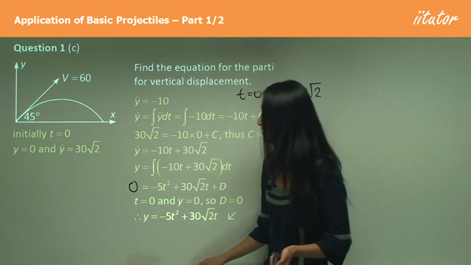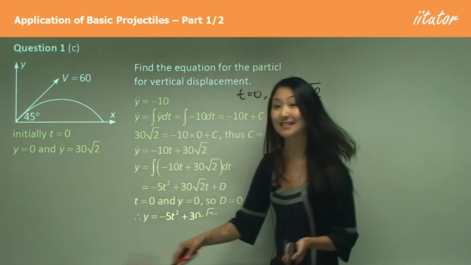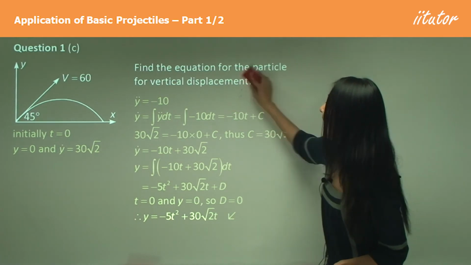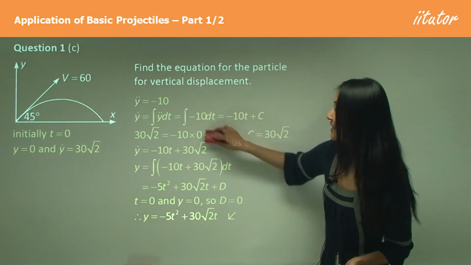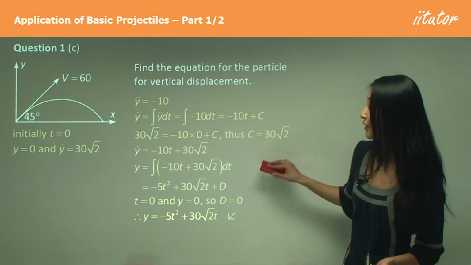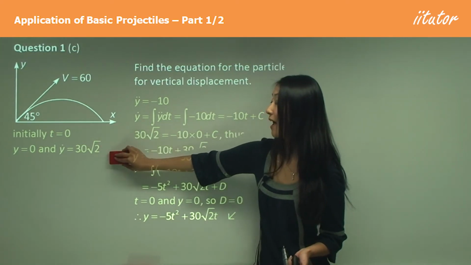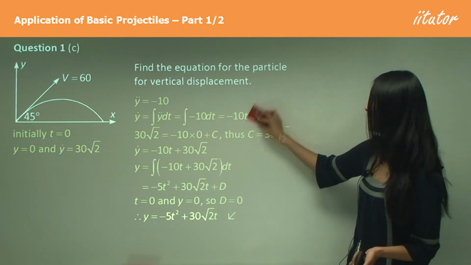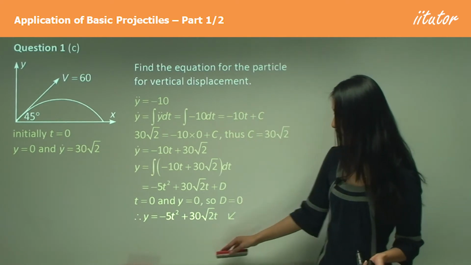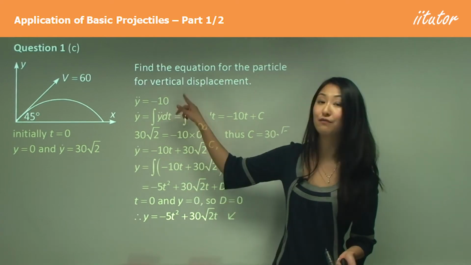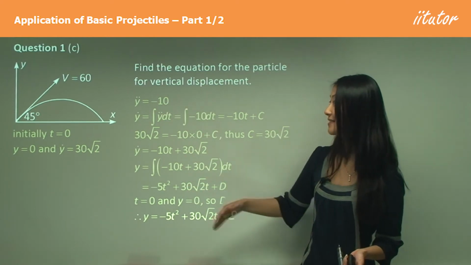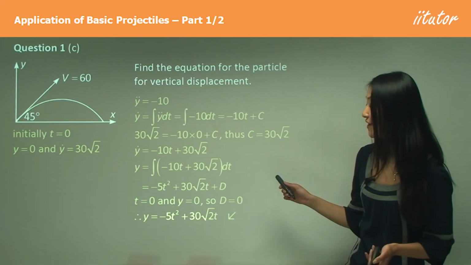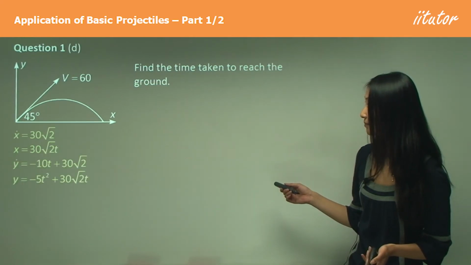Just remember, vertical displacement is different because it's affected by that negative gravity. So we start off with the acceleration at negative 10, and then you just integrate and substitute in t equals 0 and what the initial velocity is, and you just keep going. So it's pretty much the same process as your horizontal displacement, but you're just starting off with negative 10 there. But the idea is the same. Integrate, integrate, and then you get your answer there. That's your vertical displacement equation.